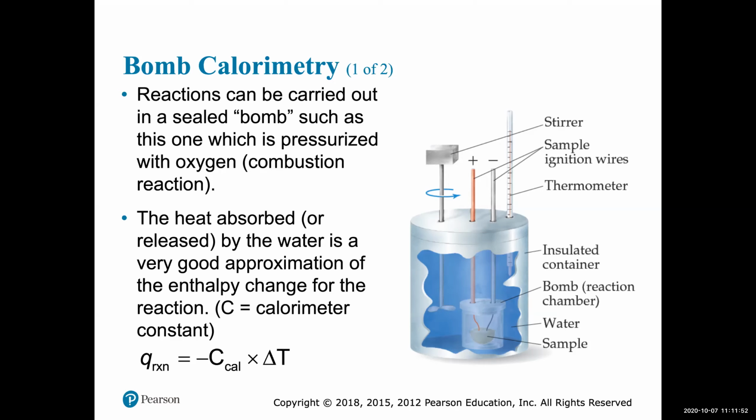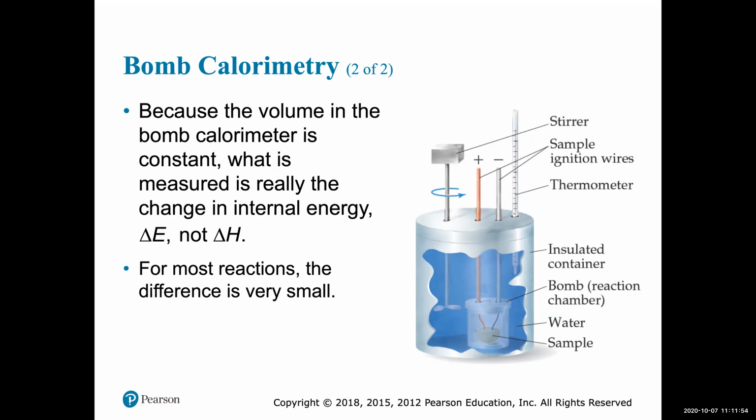So this bomb calorimeter is actually one way in which they'll figure out how many calories are in food and things like that. Because the volume in the bomb calorimeter is constant, technically you're measuring a change in internal energy, delta E, and not delta H. The reality is that those numbers are usually pretty much the same. So people usually just say delta H.